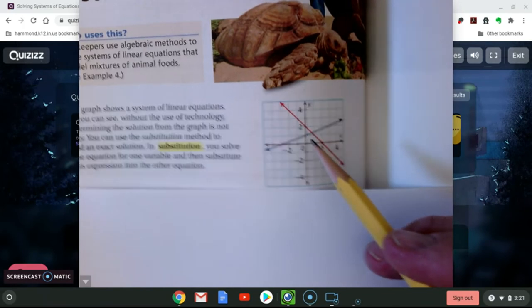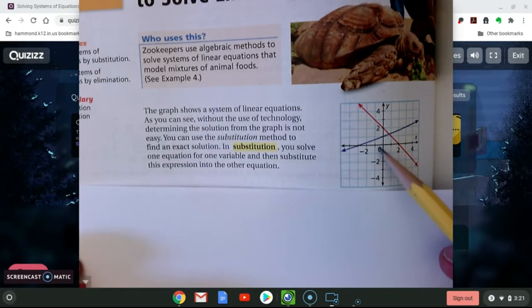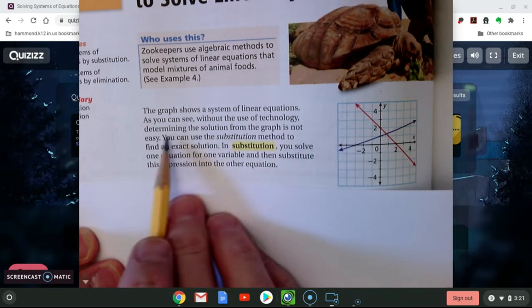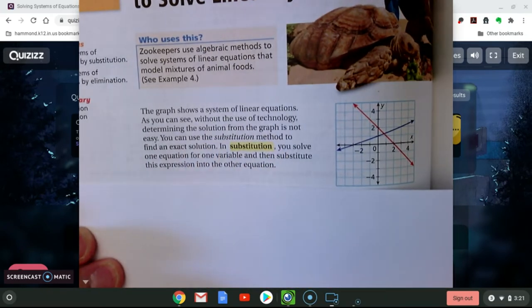Now, miracles of modern technology, I love it here in the 21st century. If we go and we graph both of these in Desmos and then click on that point of intersection, it's going to tell us exactly what the coordinates of the solution are. But if we're working without technology, sometimes finding the solution from a graph is not always that easy. So we're going to look at two options that you have, two methods for solving systems algebraically. One is called substitution, the other called elimination.